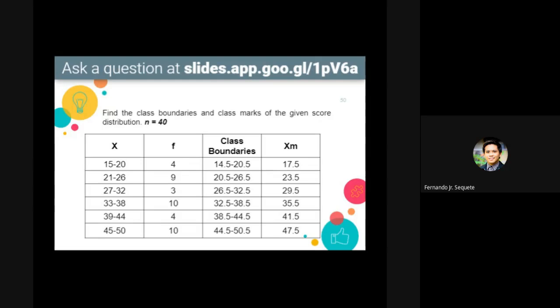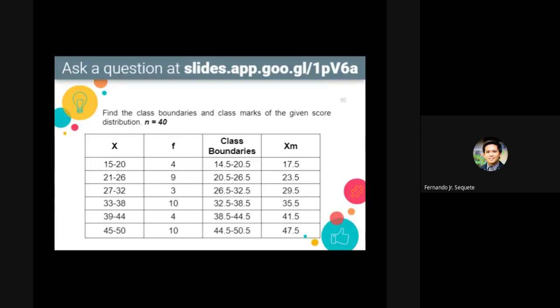Okay? And so on. Next, ang class boundaries, alam natin that for us to get the class boundaries, the lower limit should be subtracted by 0.5, and then the upper limit should be added by 0.5 to get the value of your class boundaries. Therefore, let's take an example. The class boundary for 15 to 20 is 14.5 to 20.5. Okay? Next, the X sub M.